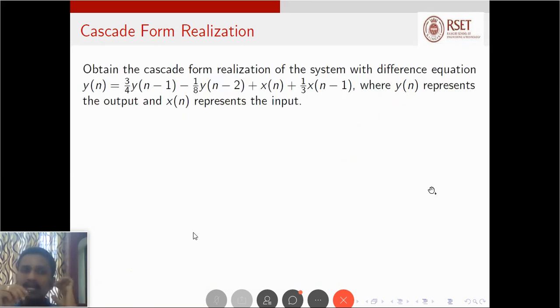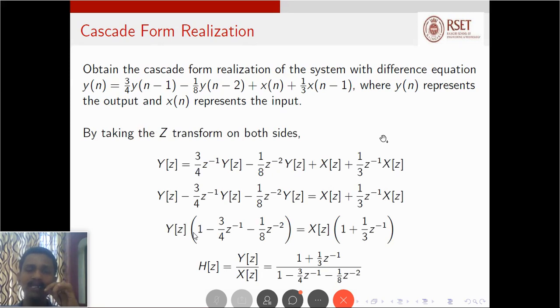So assume that this is the given question: obtain the cascade form realization of the system with the difference equation y of n is equal to 3 by 4 y of n minus 1 minus 1 by 8 y of n minus 2 plus x of n plus 1 by 3 x of n minus 1, where y of n represents the output and x of n represents the input. So first you need to obtain the transfer function. For obtaining the transfer function, you need to take the Z transform on both sides.